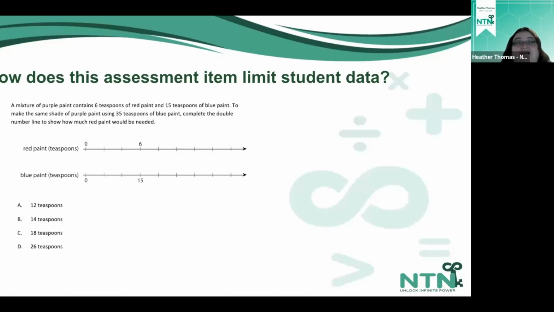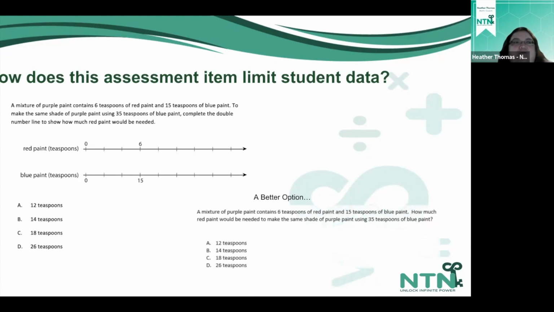This question is not necessarily a bad question, but maybe a better option would be to take the double number line out and focus really on the content and the standard itself in this real-world application problem here. So you can see the difference is the first one pushes them to use a specific strategy. The second one asks the exact same question of them, but they now have the flexibility and autonomy to choose their own strategy.